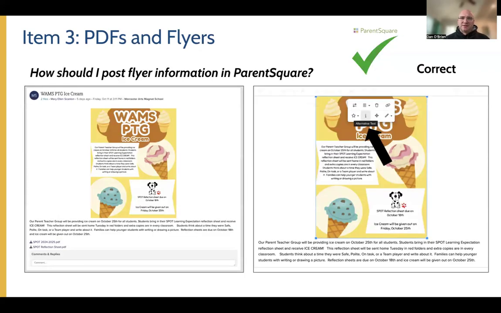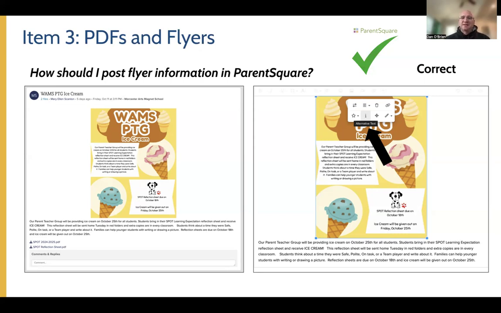This is a post that was done correctly from Worcester Arts Magnet. The PTG had an event coming up. It was some kind of an ice cream social event, and they posted the flyer, but they also posted the text in the post on ParentSquare. That's the correct way to do this because that way somebody with a screen reader has access to the same information. It does take a couple extra minutes, but if you just write out the content from the flyer, which usually is not that much because we're just talking about one page with a little bit of information, now suddenly that non-compliant flyer's information is in a compliant format so that someone with disabilities can access it.